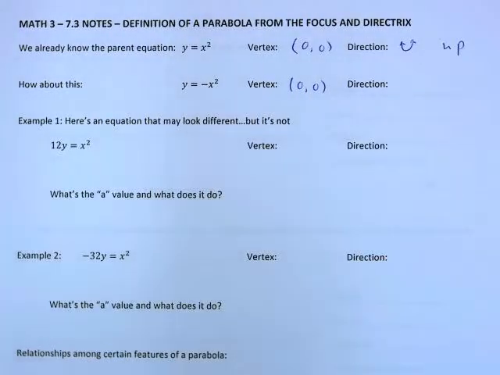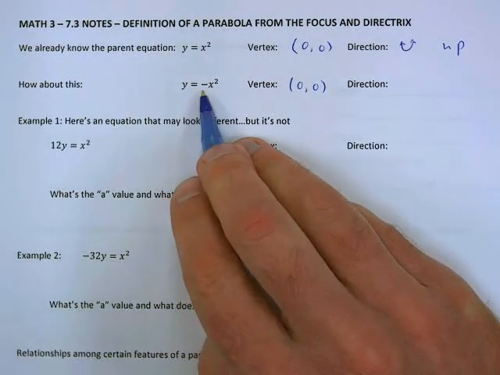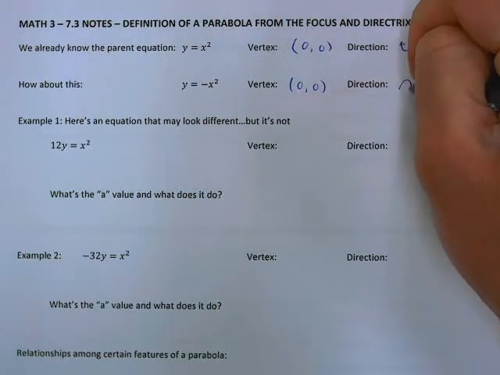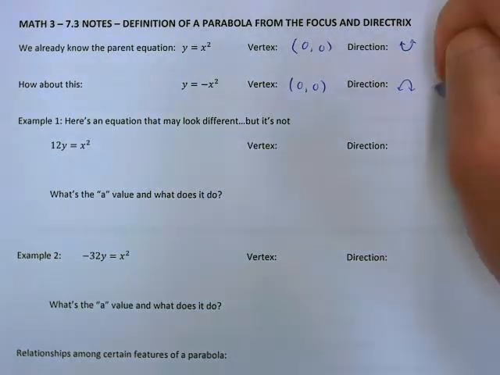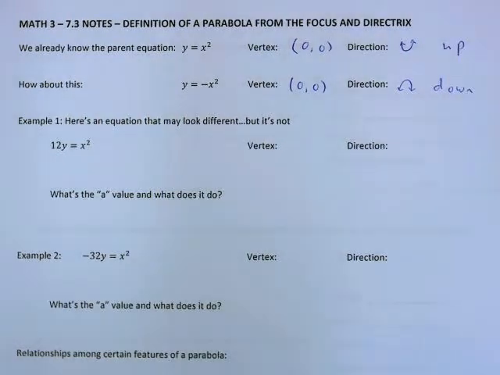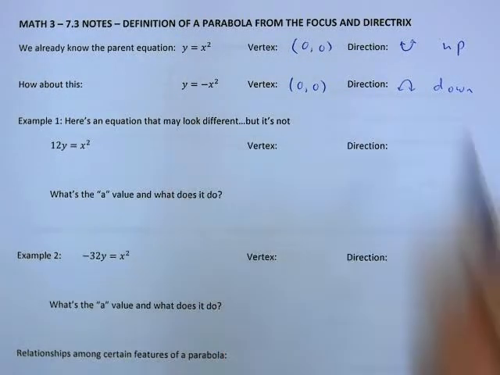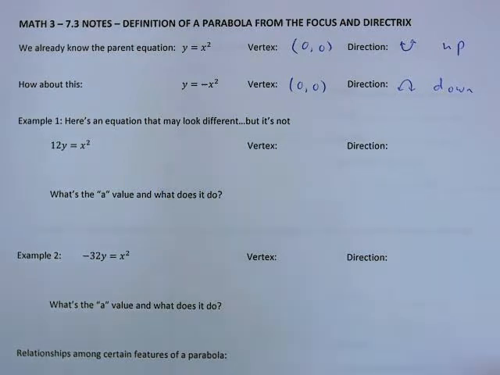And then which direction is this one opening? Well, since this one is y equals negative 1 x squared, then this one's going to be opening down. So we can draw what that's going to look like and write the word down. Positive a value is going to be opening up, negative a value is going to be opening down. So just a little refresher there.